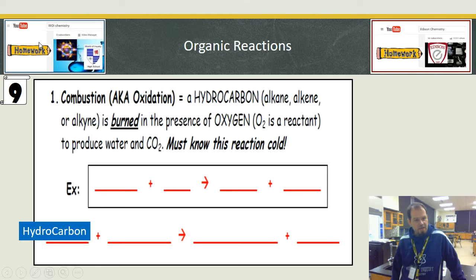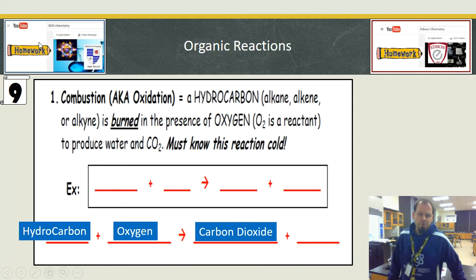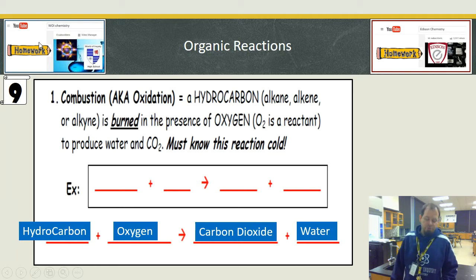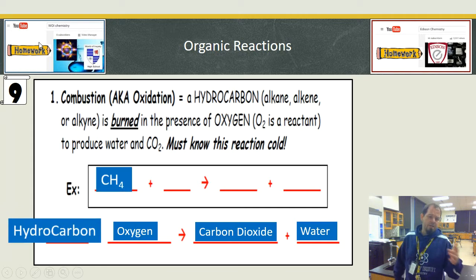What it's going to be is any hydrocarbon with oxygen as a reactant, because we need oxygen for fire, right? Will produce always carbon dioxide and water. Make sure somebody reminds me to do this for you, please, and prove that it creates carbon dioxide and water. Let me give you a quick example of what we're talking about. So you pick the hydrocarbon.